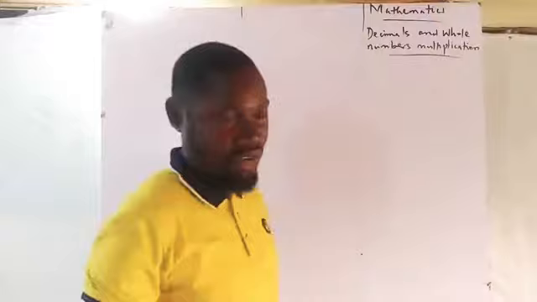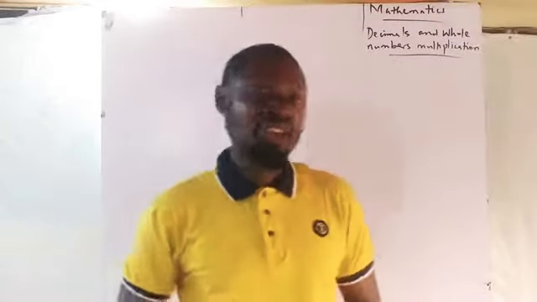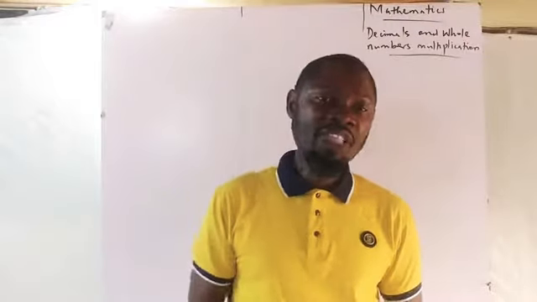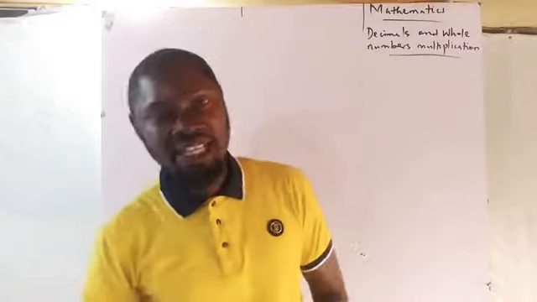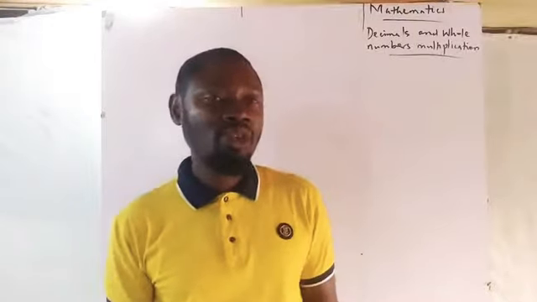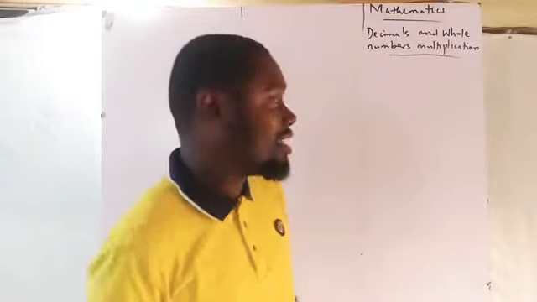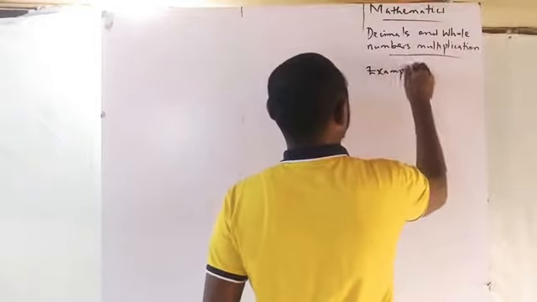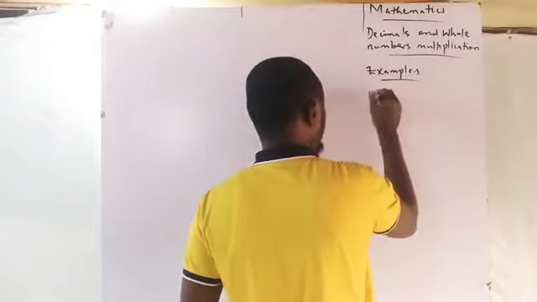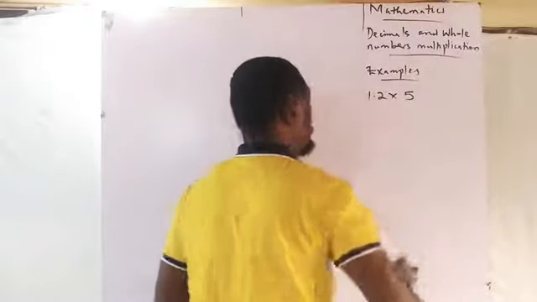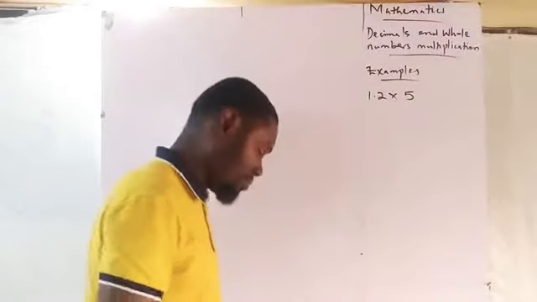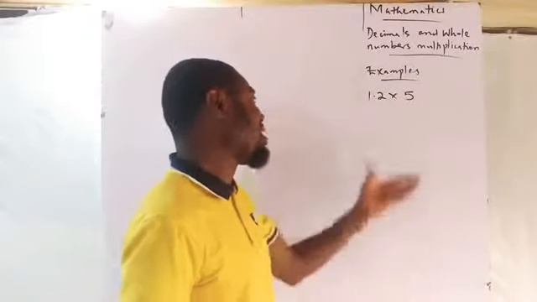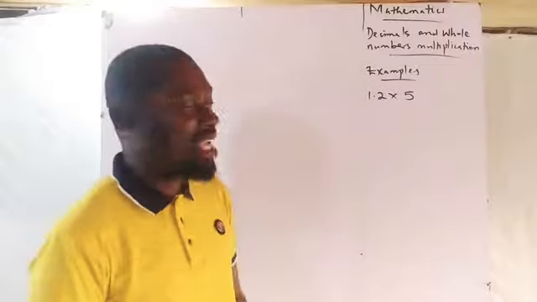This will also be very simple for you to deal with, since you've already been taught how to multiply decimals and you'll be given the methods to use when multiplying decimals. So you can apply the methods you like when dealing with this. Let's see some examples here. You have, for example, 1.2 times 5. I'll quickly apply the two methods here to help you understand better.